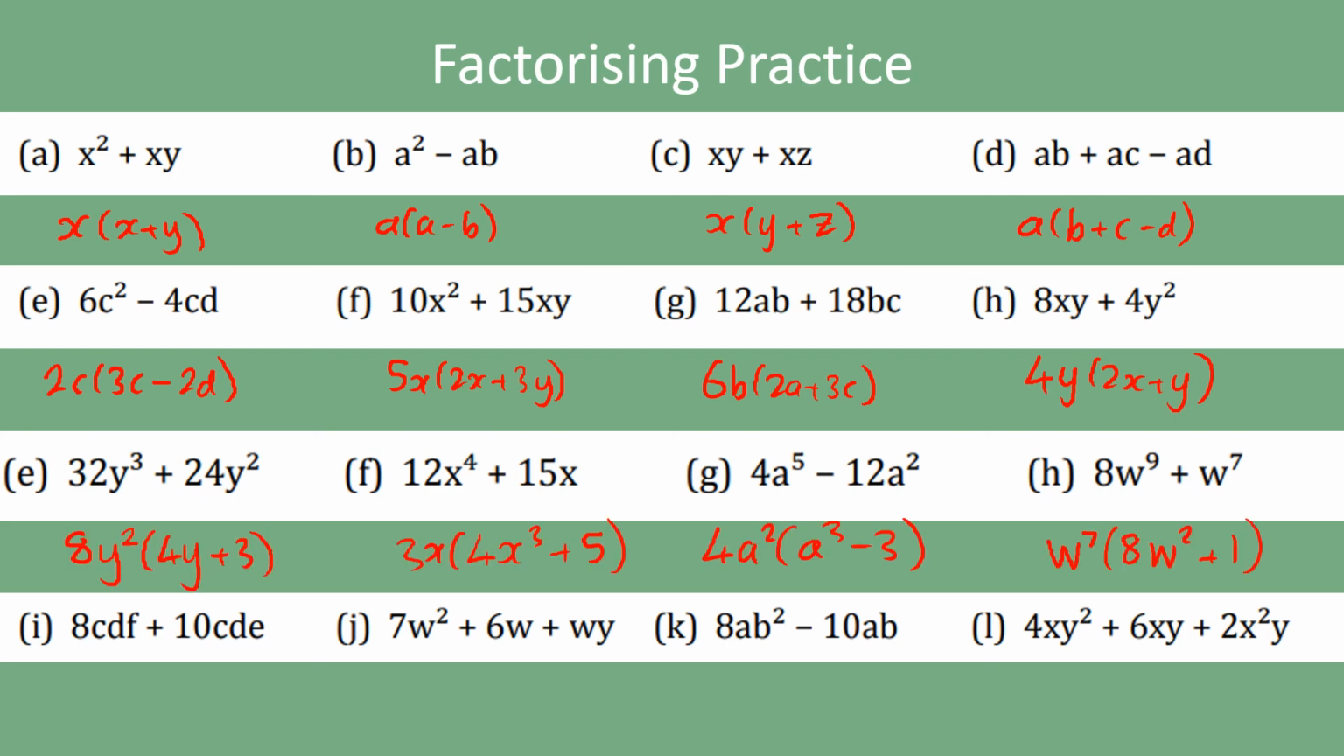Now those are a bit trickier. So we're taking out a number in most cases, we're taking out a letter, but in E and G and H, we're taking out a power of a letter. That's because we basically want to take out the smallest power that's there. So if you've got a y cubed and a y squared in E, we'll take out the y squared because it's the smallest power between the two, and we'll divide them both by y squared. On H, we had w to the 9 and w to the 7, so we had to divide by the smaller of those, w to the 7.